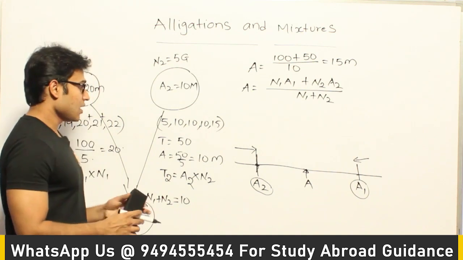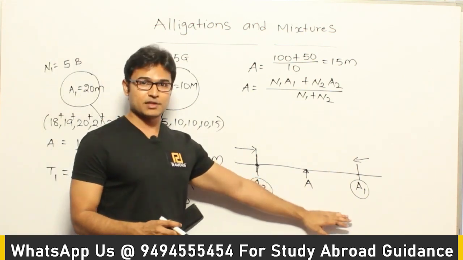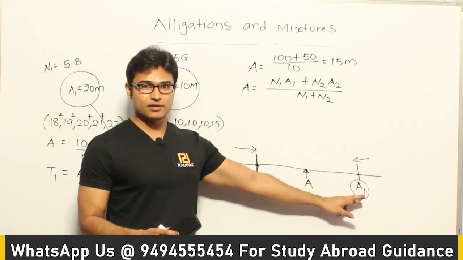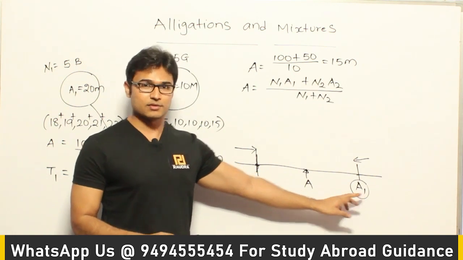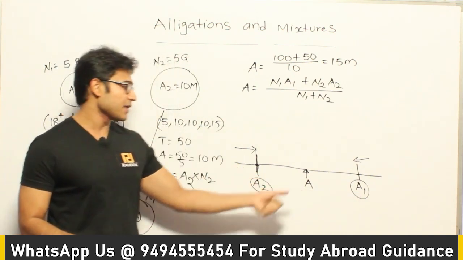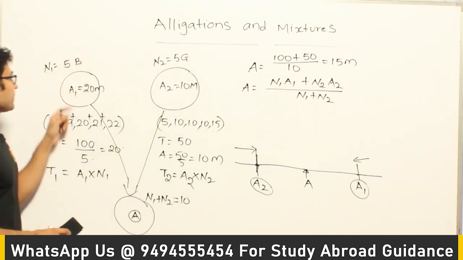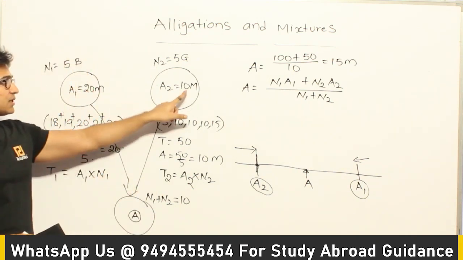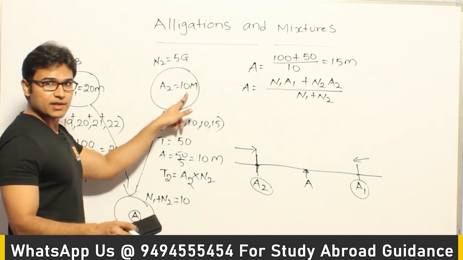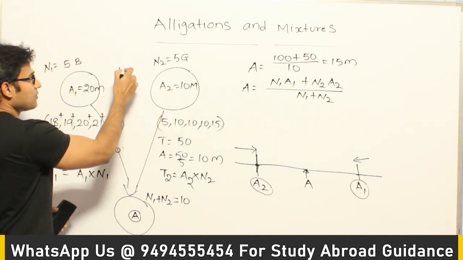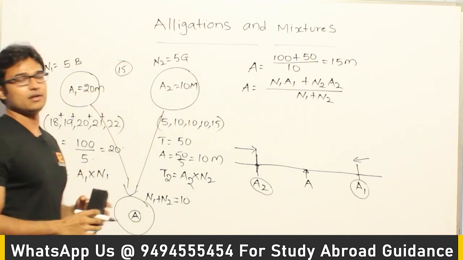Got it? So this analysis is under the assumption that a1 is the greater average of the two groups and a2 is the lesser one. Then the final average is going to lie between them. Even in this example, see this, 20 is the higher average and 10 is the lower average, and our final average happens to be in between them, right?